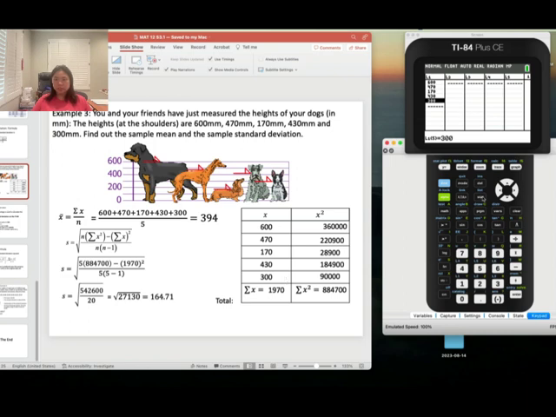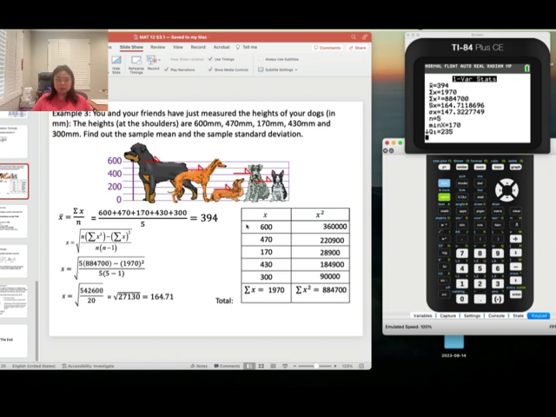Now we're going to click on stat, click on calc, enter for one variable statistics. My data is going to be in L1, or you could choose second 1 for L1, second 2 for L2. And then go to calculate, enter. So you're going to see we have the sample mean 394, and then we have the sample standard deviation 164.71. We have the sample size n equal to 5.